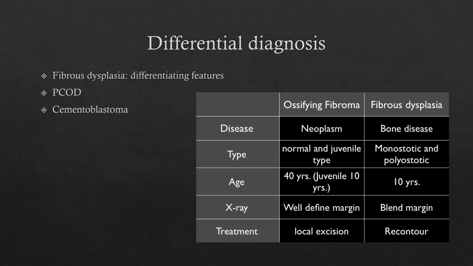There are well-defined margins seen with the soft tissue capsule being evident in ossifying fibroma, whereas in fibrous dysplasia they blend with the normal bone. Treatment is local excision, but recurrence can occur, whereas fibrous dysplasia has to be contoured only after skeletal maturity is reached. The other differential diagnosis, because there are three stages in which it can develop, the radiolucent, mixed, and the radio-opaque stage.